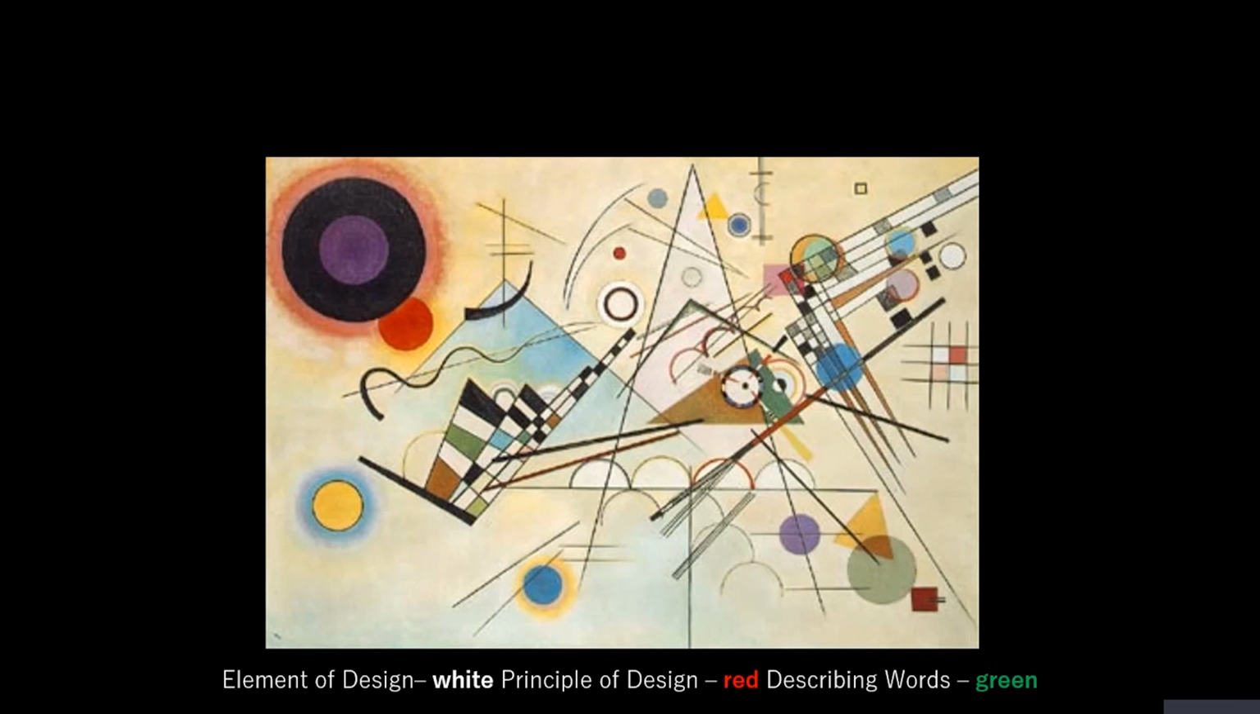So here is how we would analyze this work of art using the word variety. This is a work of art by Kandinsky. He used a variety of overlapping lines, shapes, and colors to give this painting interest. You can see we have a lot of lines here, different geometric shapes.